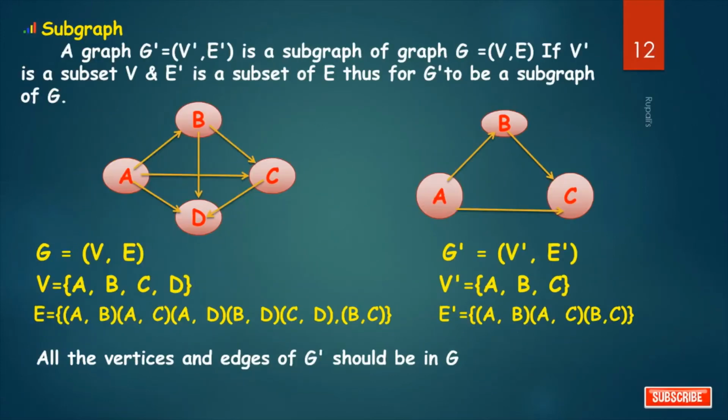Subgraph. A graph G' equals V', E' is a subgraph of G (V, E) if V' is the subset of V and E' is the subset of E. Thus, for G' to be a subgraph of G means what? All the vertices and edges of G' should be in G. Then we can say that it is the subgraph of this graph.